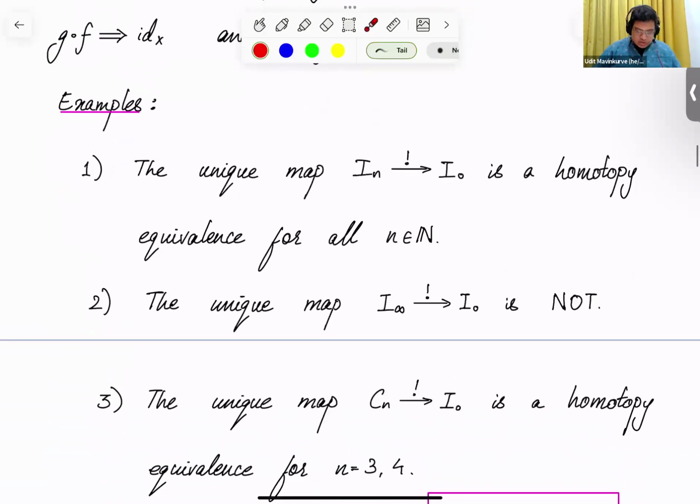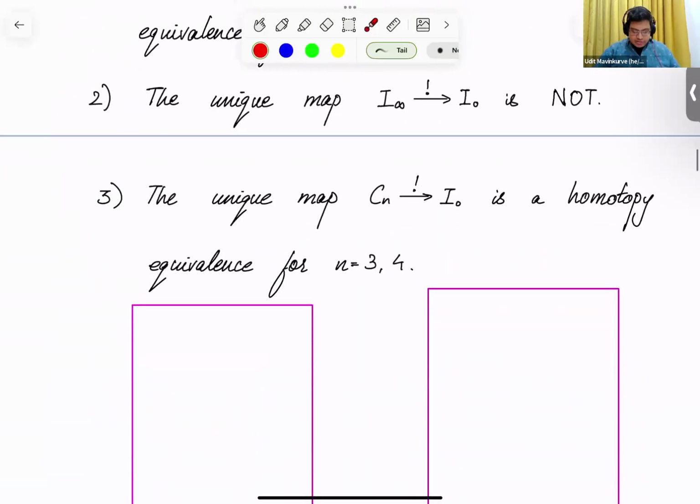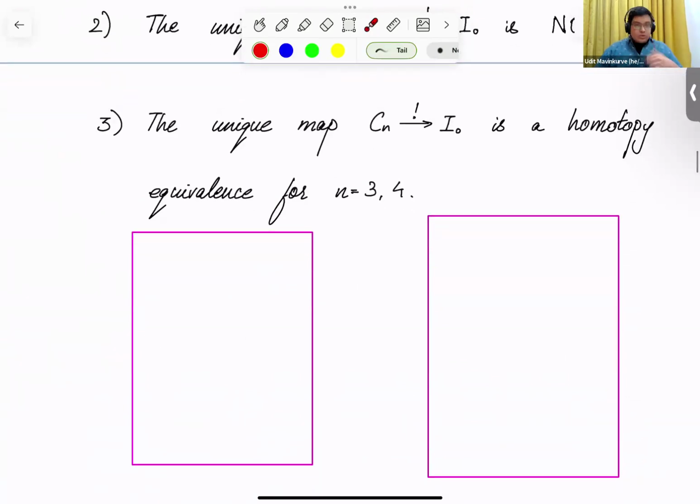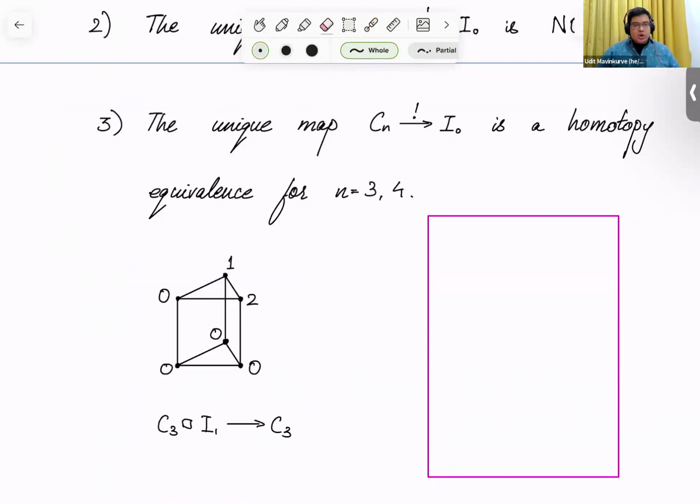Maybe more surprisingly, when we look at the 3 and 4 cycles, C3 and C4, we find that those are also contractible. So the unique map from C3 and C4 to I0 is also a homotopy equivalence. So this is the homotopy between the identity map at C3 to the constant map at 0, and you can get from one to the other in exactly one step. Because it's a complete graph, you can push all vertices to 0 in just one step.